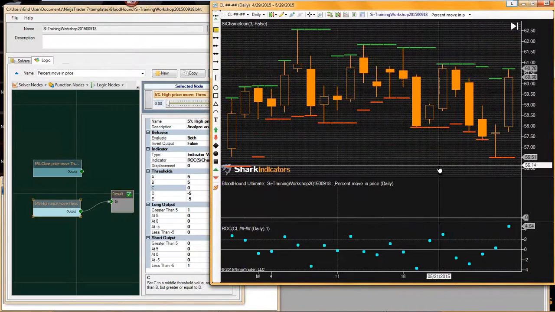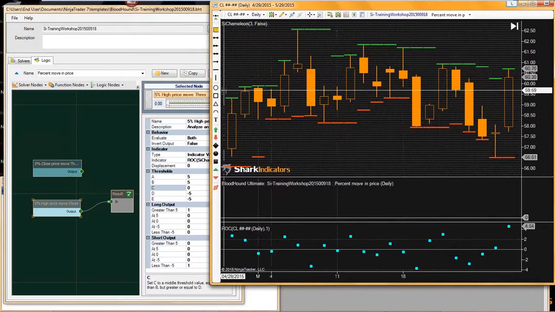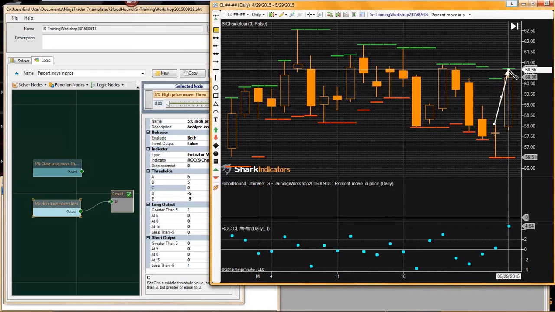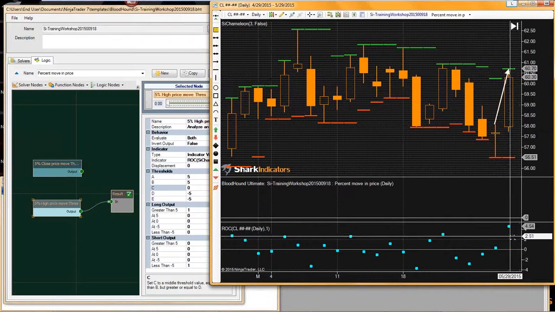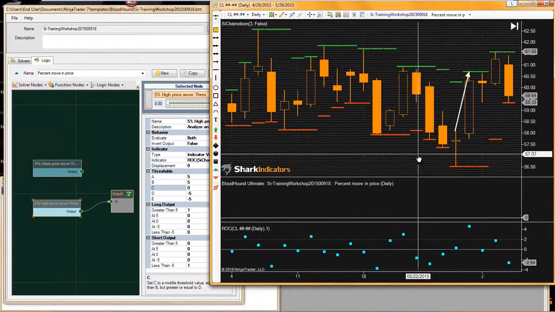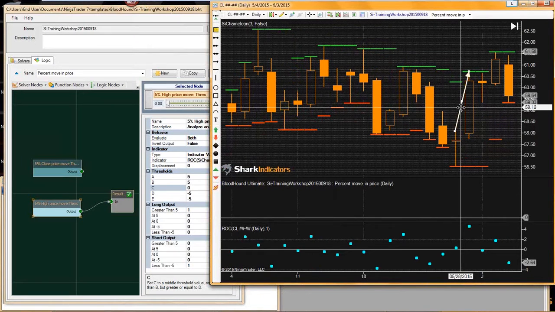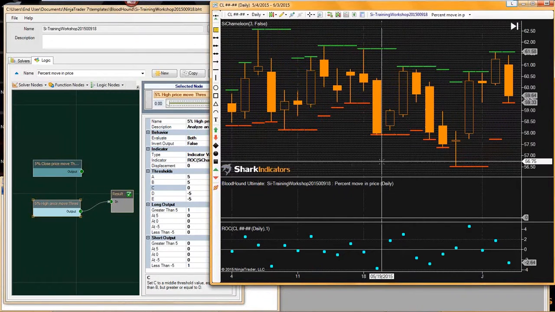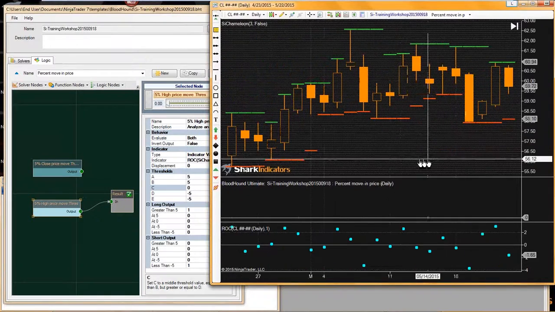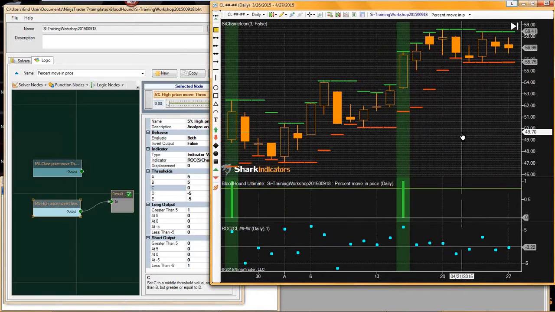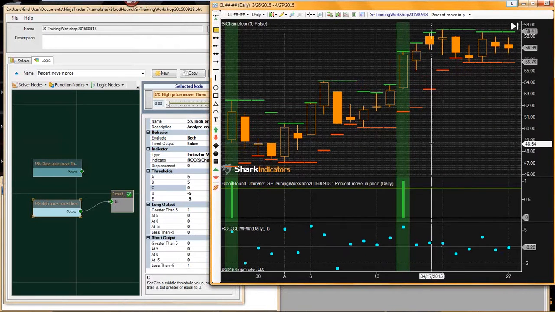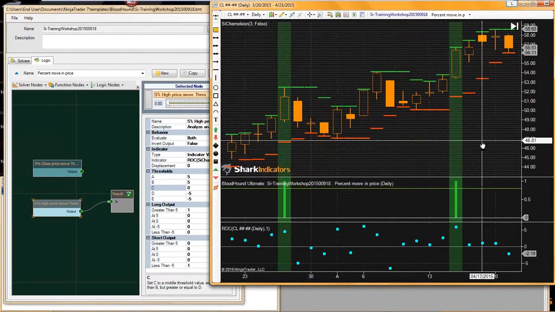Interesting. I'm just looking to see if there are any weird situations. I was thinking that looks like a 5% move, but not quite. The rate of change indicator says it's only a 4.5% move right there. Yeah, it goes to show 5% is a pretty significant move.